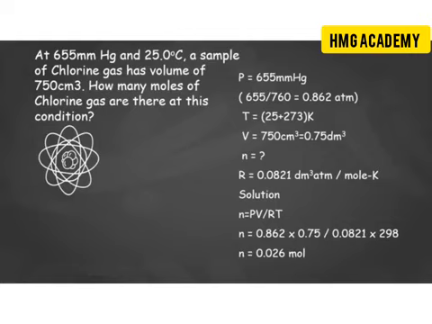Now the final solution, n is equal to PV divided by RT. That's making n the subject of the formula from our initial equation. We now impute the figures appropriately, and after taking the proper evaluation, you will see that n is equal to 0.026 moles.